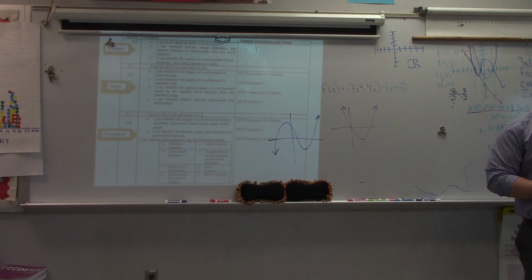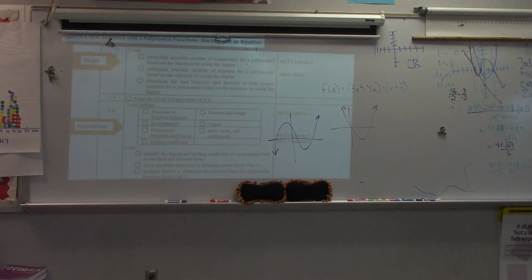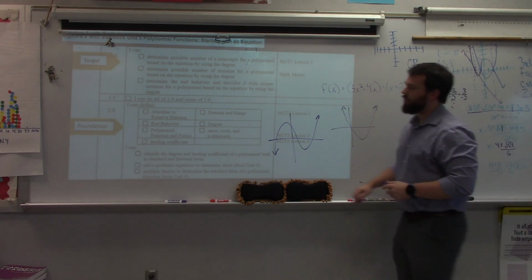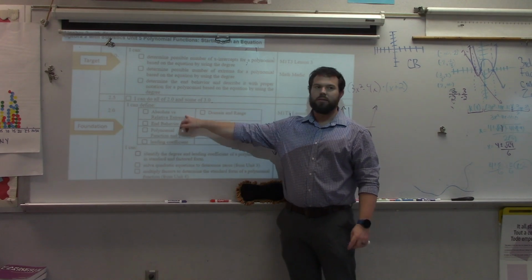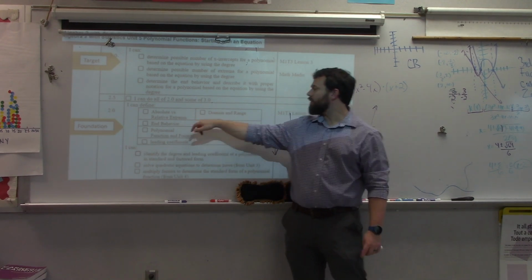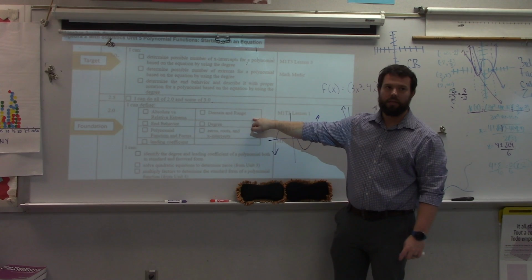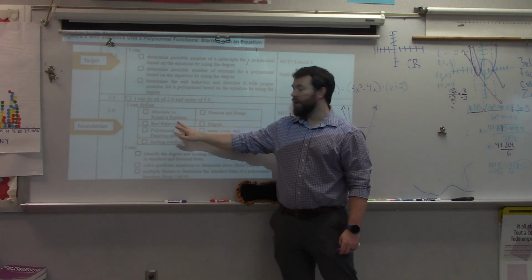Okay. Now, I haven't talked about this proficiency scale yet. So this one, Unit 5, starting with an equation. That's the proficiency scale I'm going to look at right now, starting with an equation. Looking at the vocabulary, have we talked about absolute versus relative extrema? Yes. Definitely. Domain and range? Yes. End behavior? Yes. We have talked about it.